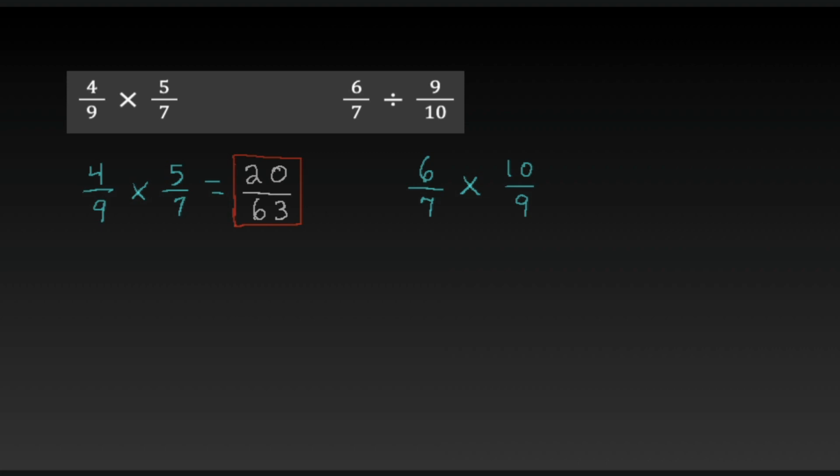And here we can actually simplify. We have the 6 and the 9, and what's common is a 3. A 3 goes into 6 twice, and 3 goes into 9 three times. So now we can multiply across the numerators: 2 times 10 over 7 times 3. And this is equal to 20 over 21.